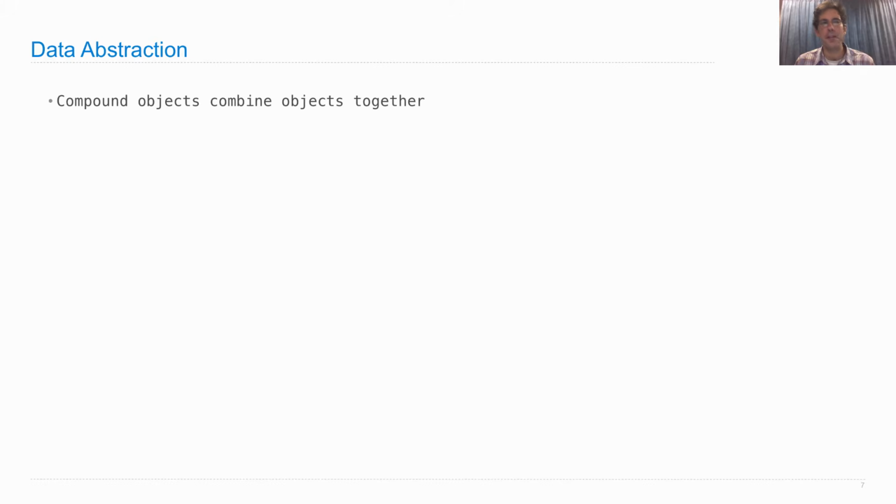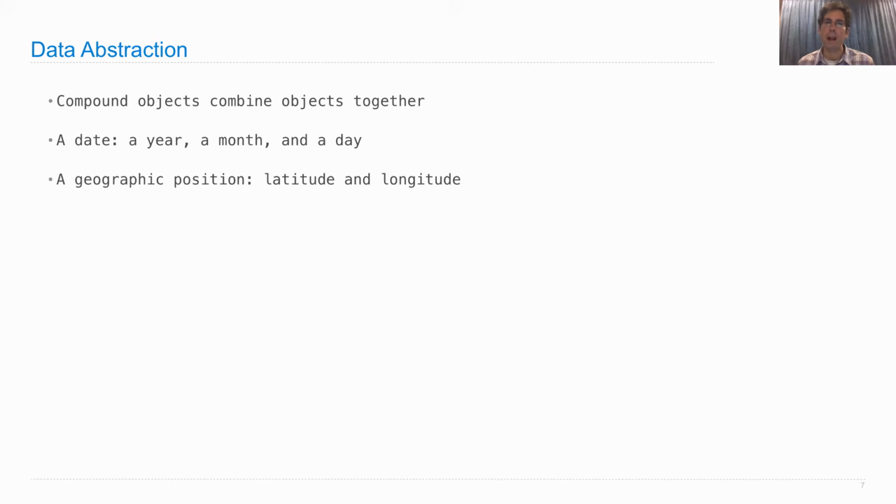Data abstraction. A new method of abstraction. Here we go. So, most values are compound values, in the sense that they combine different objects together in order to create some object with multiple parts, such as a date, which has a year, a month, and a day, all combined together into one thing. Or a geographic position would have a latitude and a longitude.